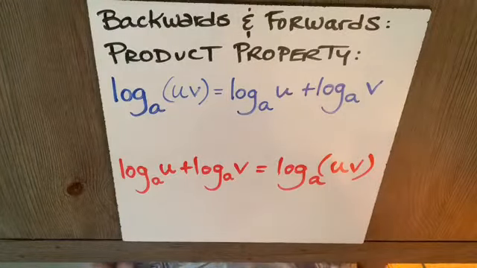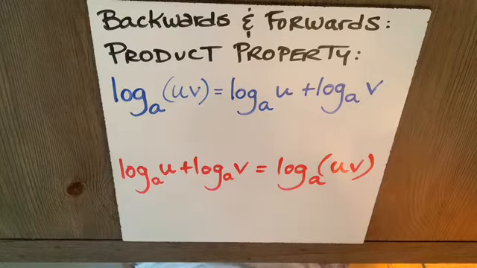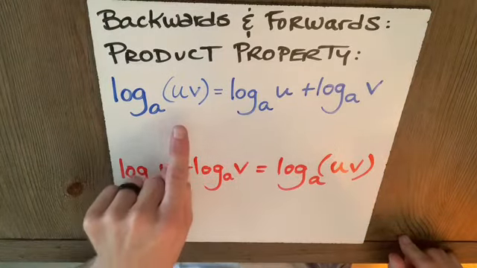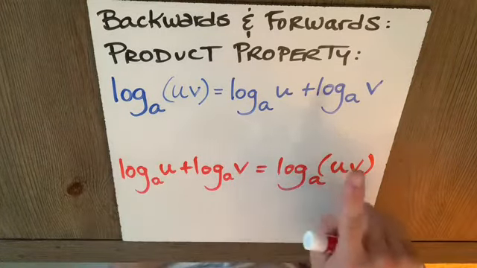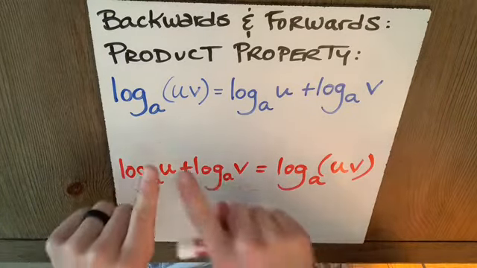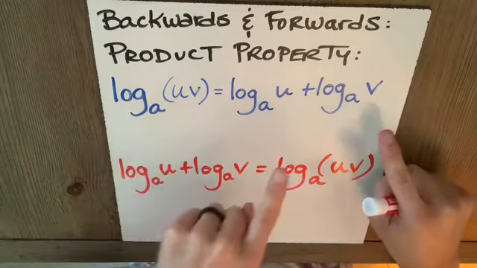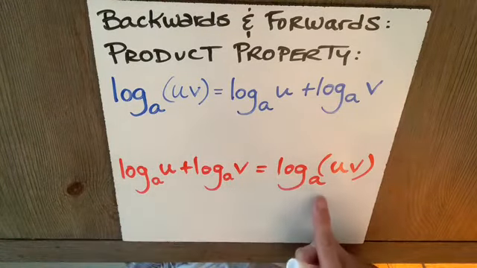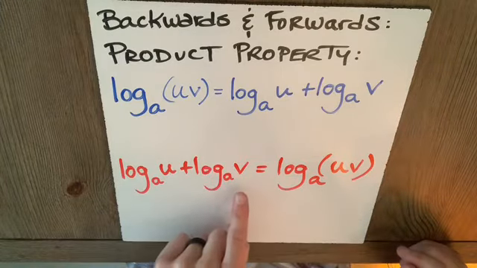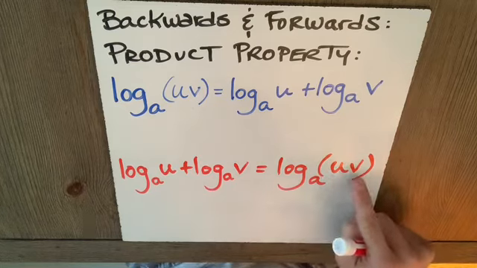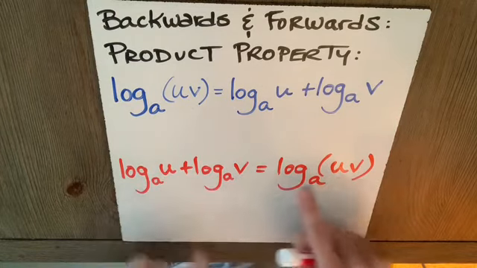I personally think it's very important to learn these properties backwards and forwards. The product property, going from 1 log to 2 logs, log a of u v, split it up, is log a u plus log a v. But be able to see that we can expand from 1 log to 2 logs, or we could contract or condense from 2 logs to 1 log. Log a u plus log a v is log a of the product u times v. It's this times this, argument times argument.